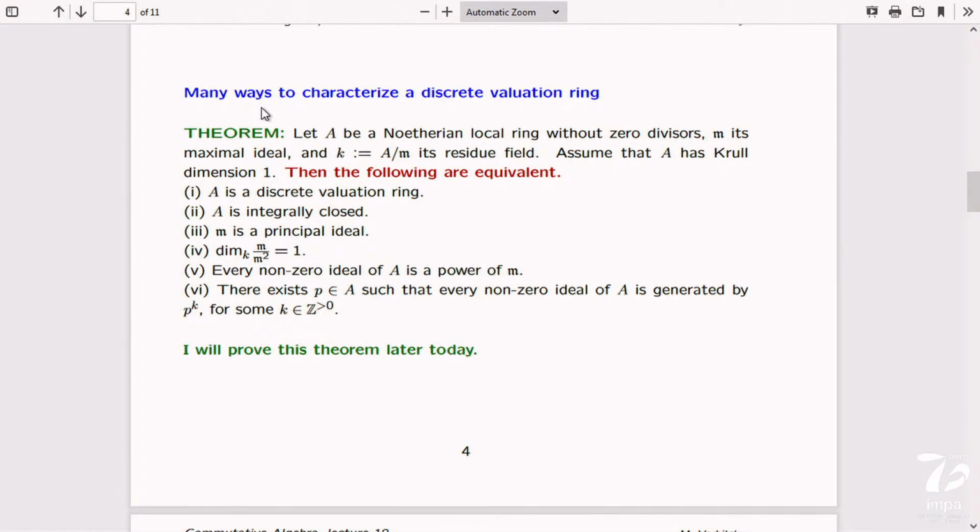Most of these properties we already had, except this one. Sorry? This is a cotangent. Yeah, cotangent. Yeah, thanks. Okay, so this I will prove later.